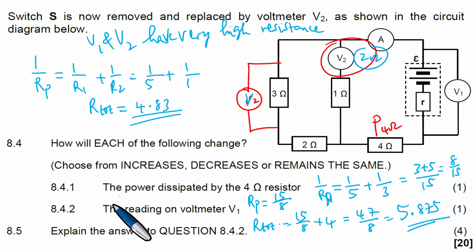So by Ohm's law, R is V over I. So the resistance increased, then the current decreases. And therefore the power dissipated decreases.